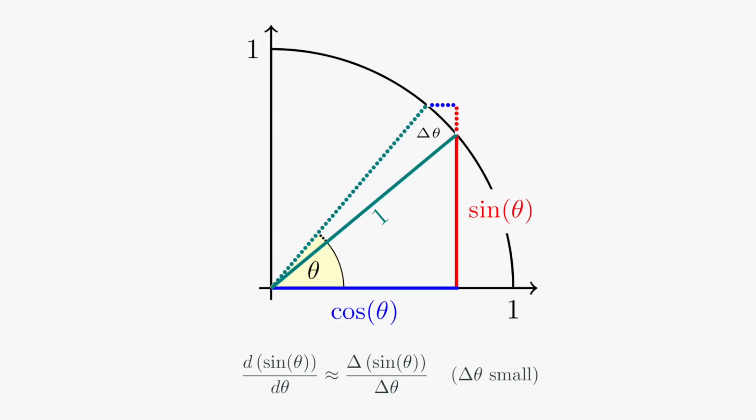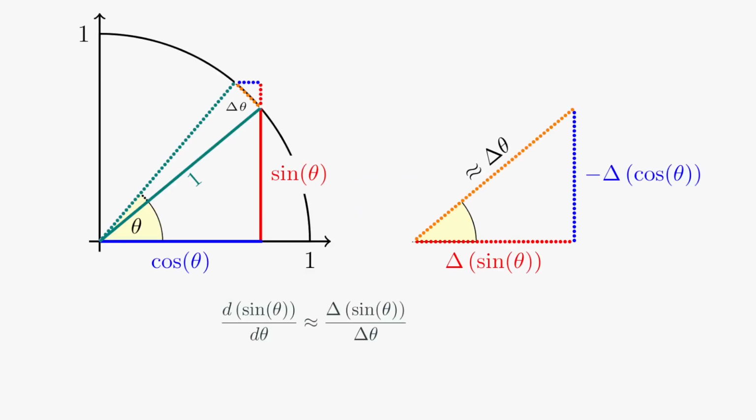Well, actually, how much cosine changes is negative, so the length of that blue bit is negative change in cosine theta. And we can create a right triangle by drawing in this little hypotenuse, which has length almost the same as delta theta. And because that little bit is almost tangent to the unit circle, we almost have two similar triangles here. So let's look at those almost similar triangles.